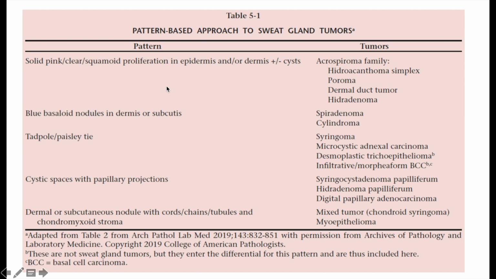And so I'm going to leave this here and not read over the whole table, but leave it here so that you have it for reference later. But basically, these are the general groupings and categories, not based on whether they're eccrine or apocrine. I don't personally care about that.